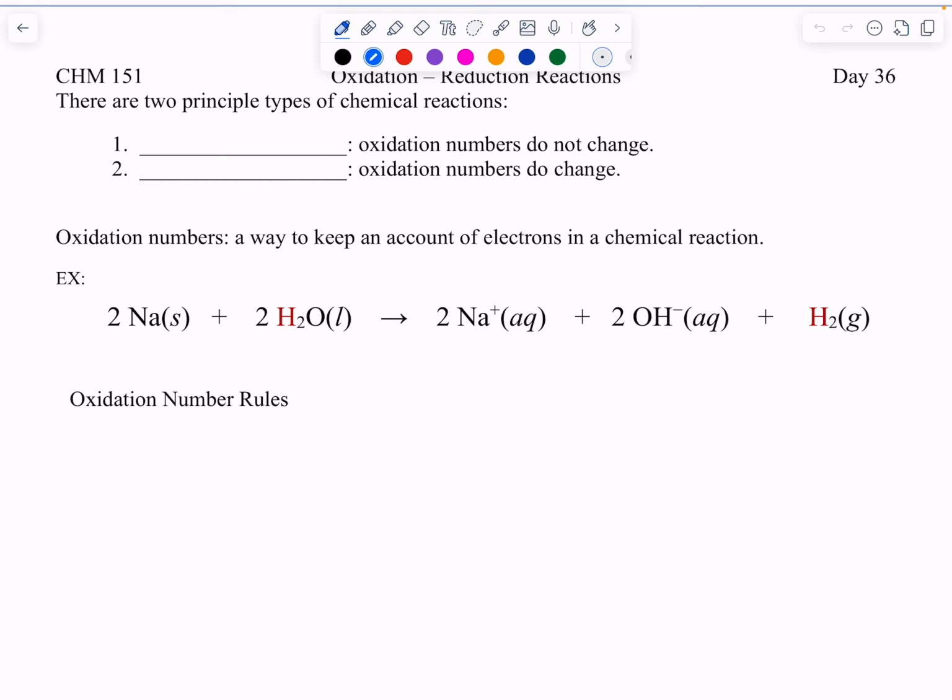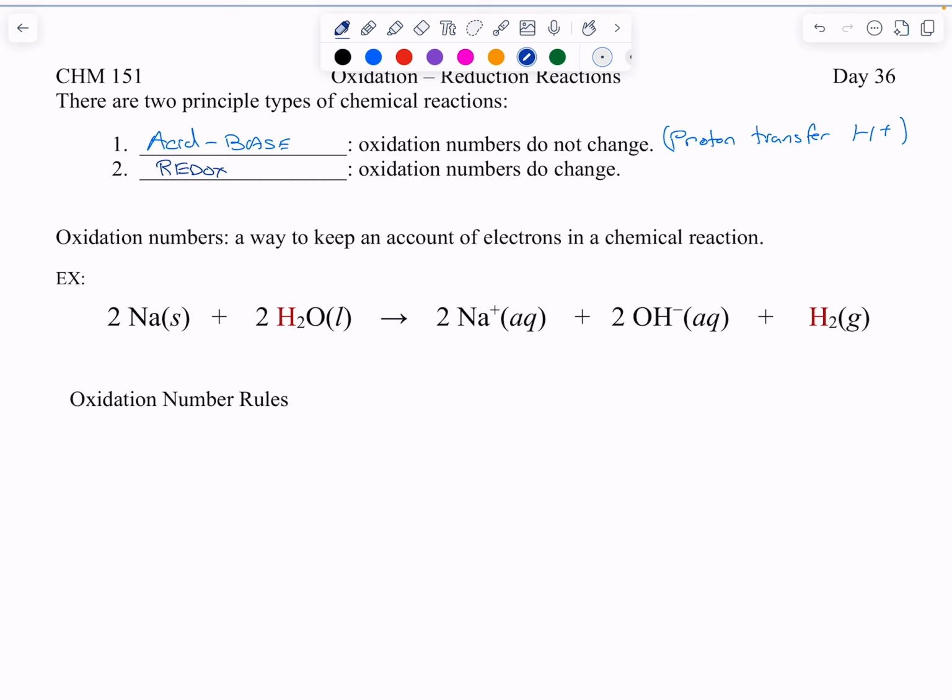The first one is acid-base. Acid-base reactions, you can think of this as proton transfer, like the Bronsted-Lowry, or H plus, a lot of times, right? And then there, of course, is redox, and that's where oxidation numbers do change.